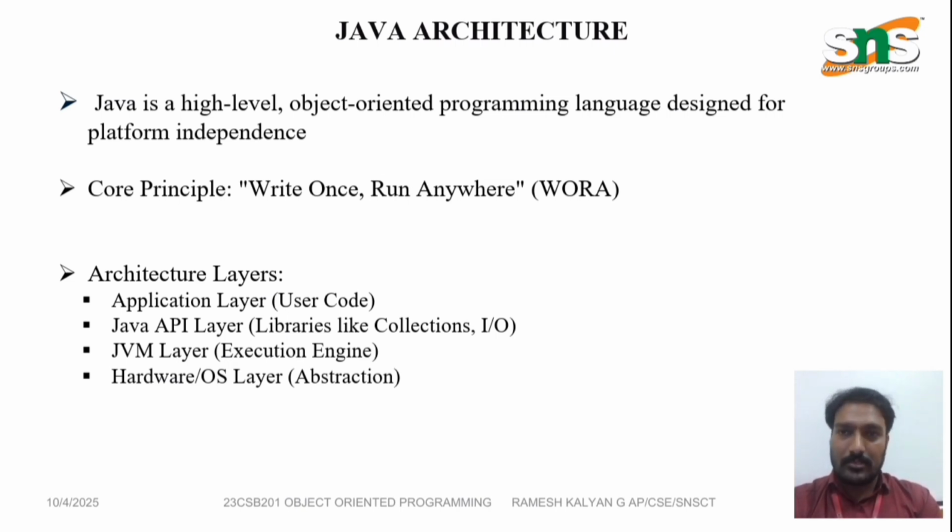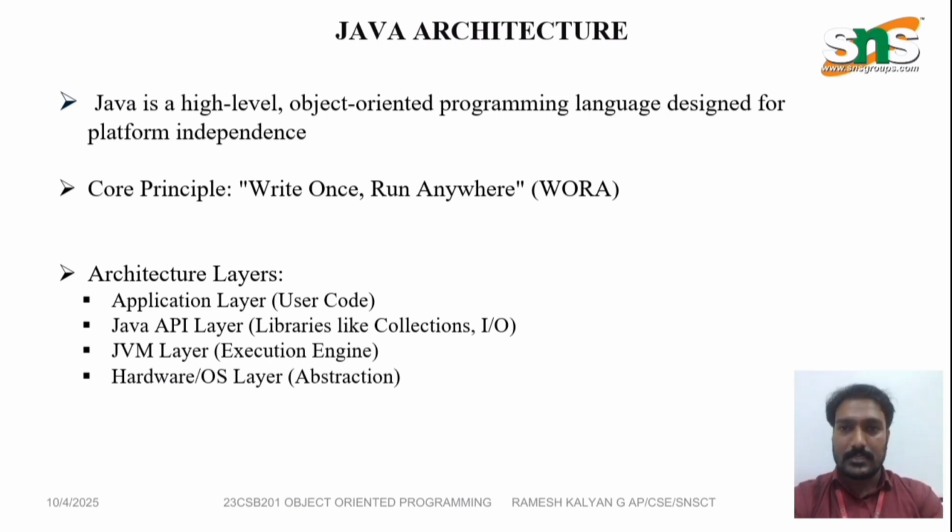Next, coming to the Java architecture. Java has different architecture layers. The most widely used layers are: the first one is the application layer, the second is the Java API layer, the third is the JVM layer, and the fourth is the hardware or OS layer. Starting from the application layer, it has the user code. It acts as a user interface, and it fully contains the user codes.